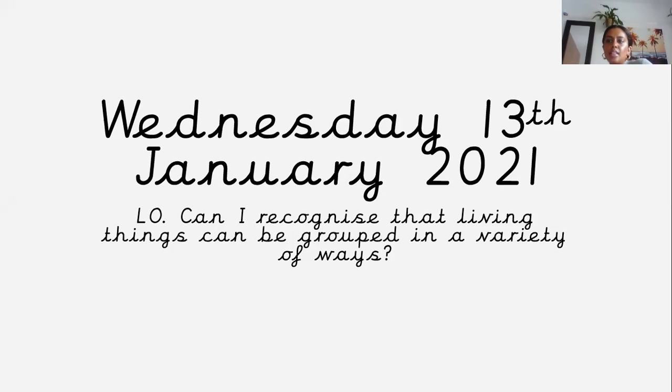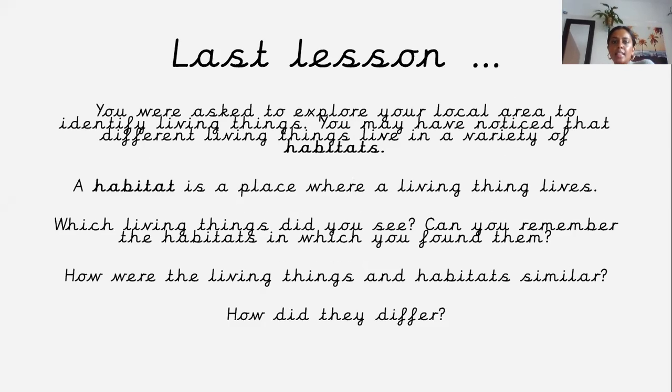So, our learning objective for today's lesson is: can I recognize that living things can be grouped in a variety of ways? What does that mean? Let's have a look. Last lesson, you were asked to explore your local area to identify living things. You may have noticed that different living things live in a variety of habitats. A habitat is a place where a living thing lives.